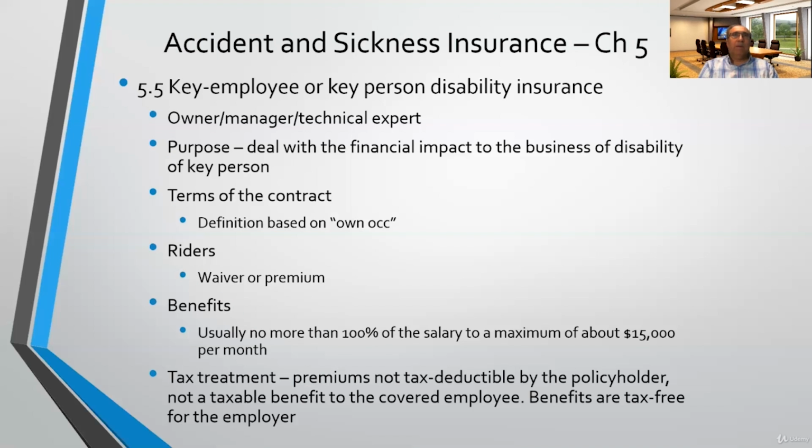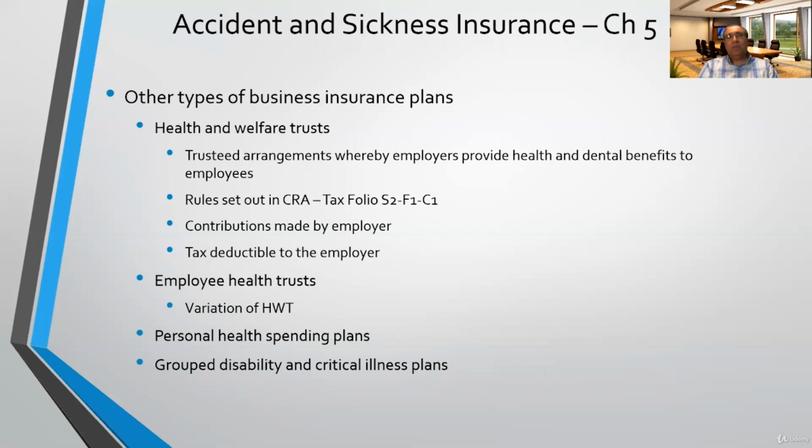So there we have talked about the key person disability insurance. And next we're going to talk about the health and welfare trusts. So these are, again, for the business to keep the continuity there, there are different types of trusts. So this is a trust agreement whereby employers provide health and dental benefits to the employees.